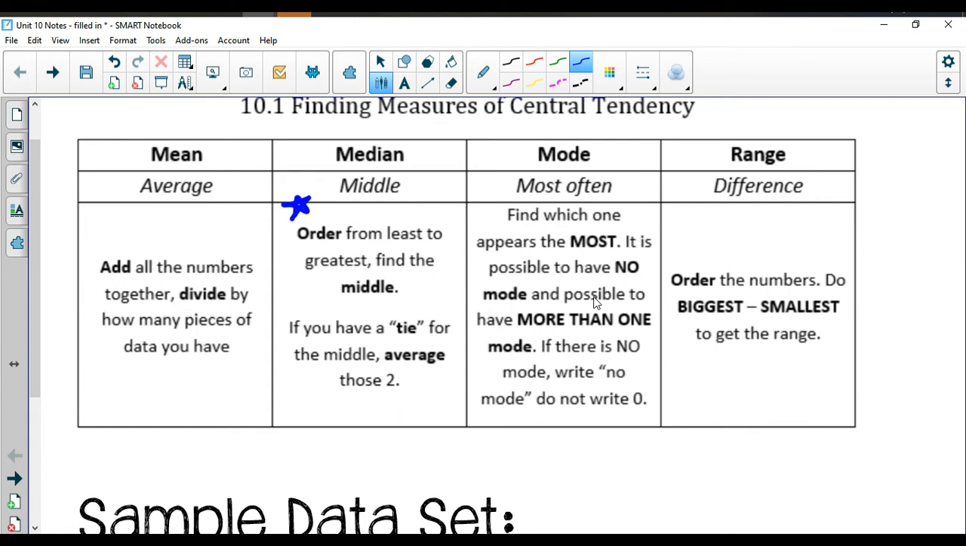The final one that we have is our range, and your range is your difference. Just like what you did in median over here, you do need to put the numbers in order, and you will do the biggest number minus the smallest number to get the range. So here's our sample data set, and I'm going to go through and calculate the mean, median, mode, and range just to kind of refresh your memory on this one.